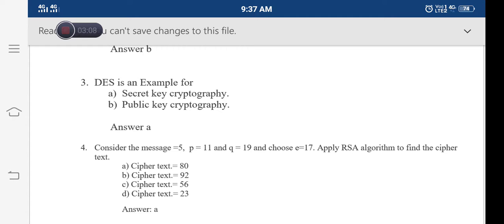Here we have been asked only to find the ciphertext, that is, you have to do the encryption. The answer you will get is 80.